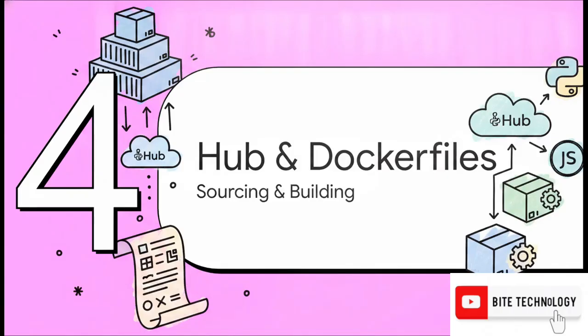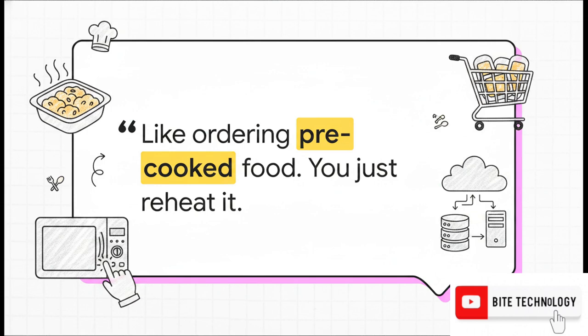All right, Section 4, Docker Hub and Dockerfiles, sourcing and building. So we know we need these images to spin up our containers, right? But where do developers actually get them? Well, the beauty of Docker is that you rarely, if ever, have to install complex software like Python or Node from scratch again. Using Docker Hub is kind of like ordering pre-cooked frozen food.